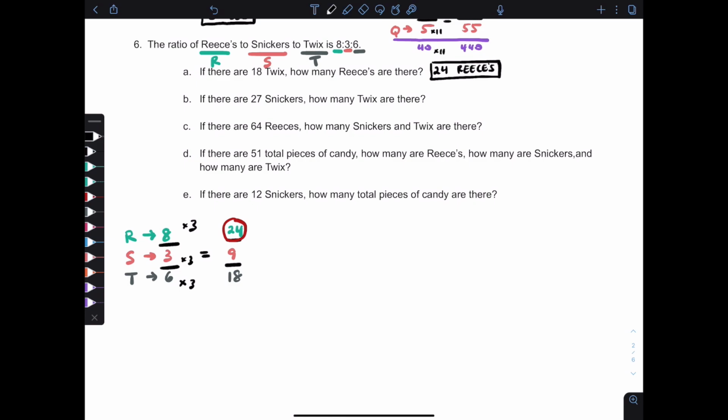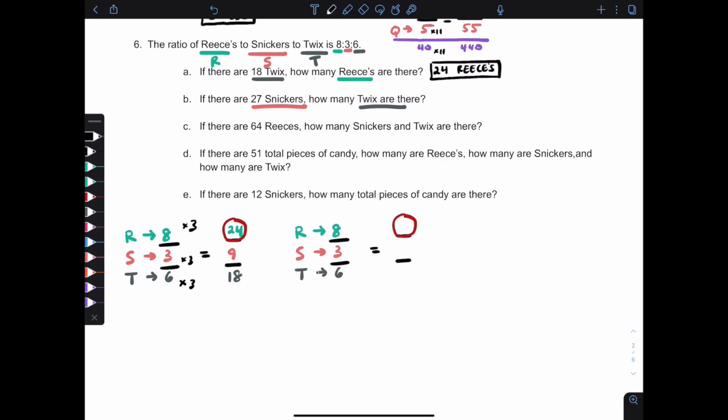Okay. What about if there are, this is gonna bother me if I don't do it because I did it on all the other problems. Reese's was this one, so we were looking for that. So if there's 27 Snickers, how many Twix would there be? So we're looking for the gray. All right, not too bad. Let's steal this. Does that seem right?